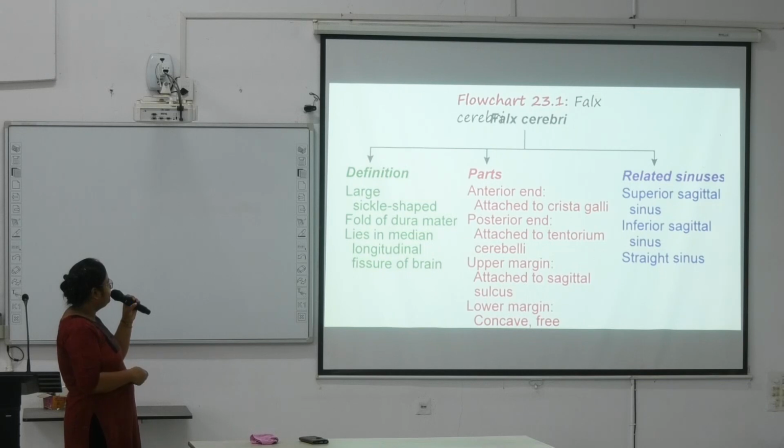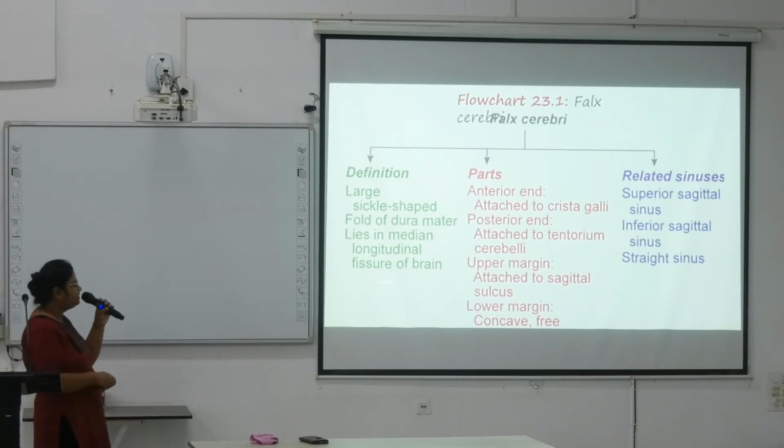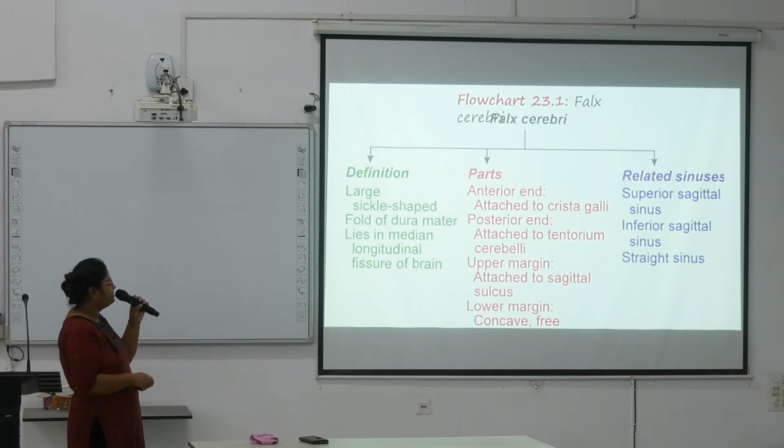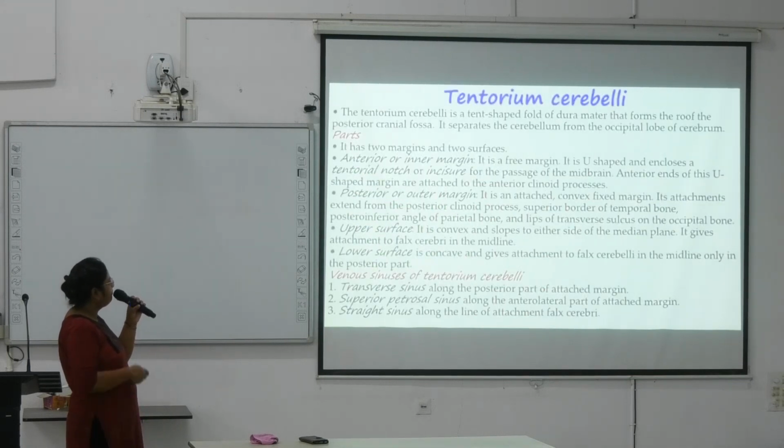So this is the definition: a large single sickle-shaped fold of dura mater that lies in the median longitudinal fissure of the brain. Anterior end attached to crista galli, posterior end attached to tentorium cerebelli, upper margin attached to the sagittal sulcus, lower margin is concave and free. And these are the related sinuses: superior sagittal sinus, inferior sagittal sinus, and straight sinus. Okay, we have discussed previously. Next we go to tentorium cerebelli.